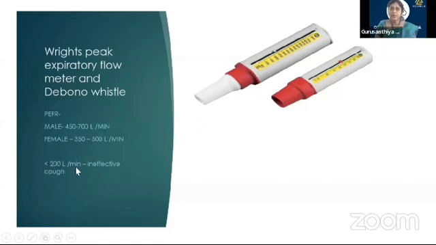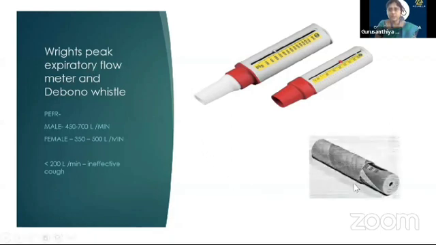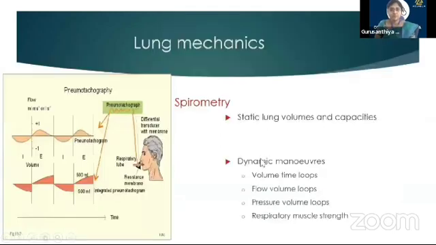Anything less than 200 liters per minute predisposes the patient to an ineffective cough and predicts postoperative pulmonary complications. So this is the Wright peak expiratory flow meter, and this is Debenham's whistle. You blow into the whistle until no whistle sound is heard. The last value at which the whistle sound is heard is the peak expiratory flow rate.